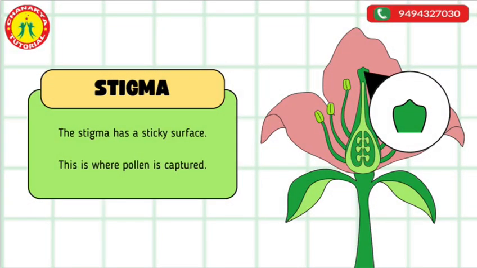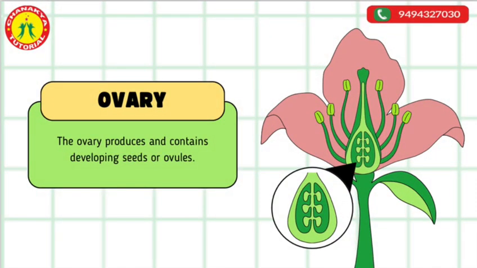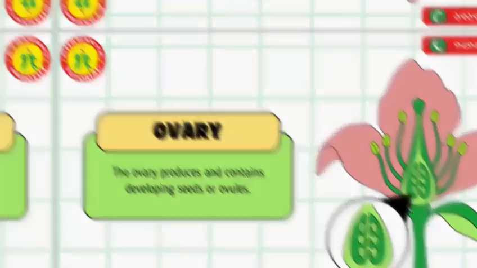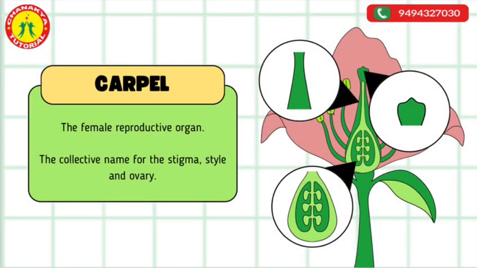Stigma. The stigma has a sticky surface. This is where pollen is captured. Ovary. The ovary produces and contains developing seeds or ovules. Carpel. The female reproductive organ. The collective name for the stigma, style and ovary.